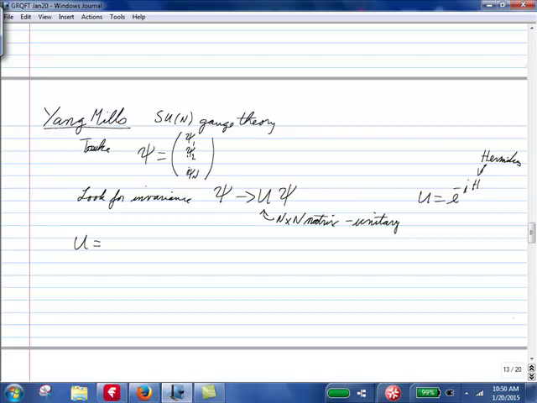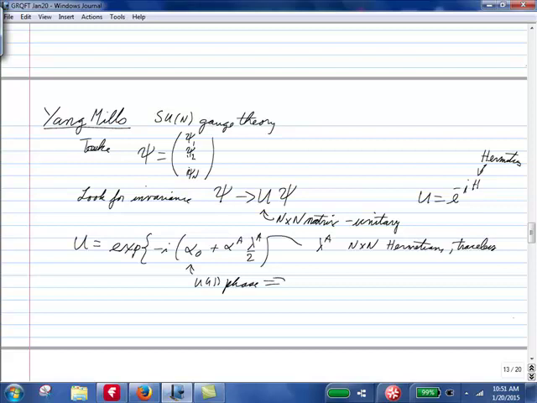And so U is the exponent e to the, well, there's a minus i, there can be an alpha 0, or there can be alpha a lambda a over 2, where the lambda a's are n by n Hermitian matrices. And I choose them to be traceless. The trace full one is that, but this is just an overall U(1), so I'm going to drop it. And I just keep the n squared minus 1 Hermitian traceless matrices there.